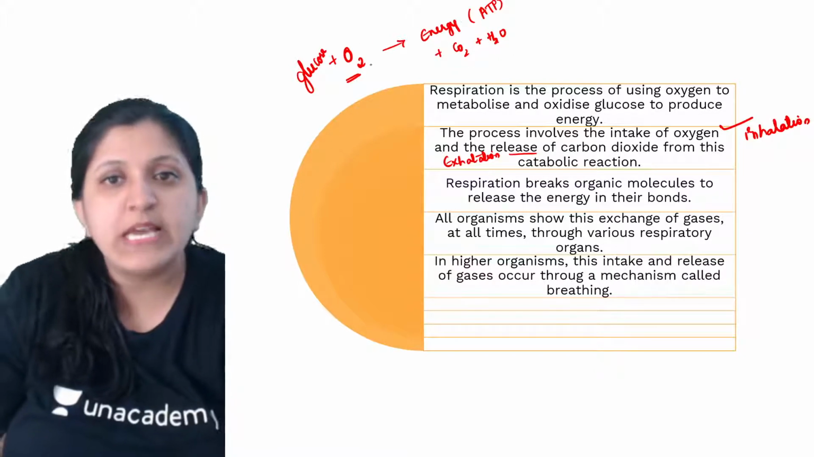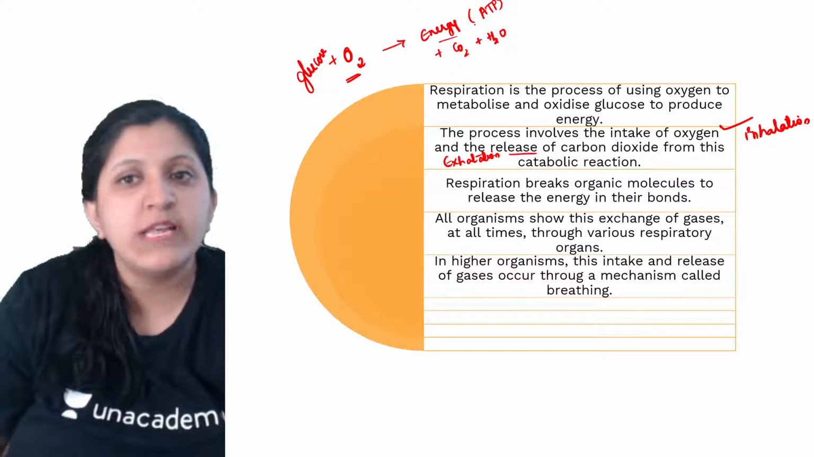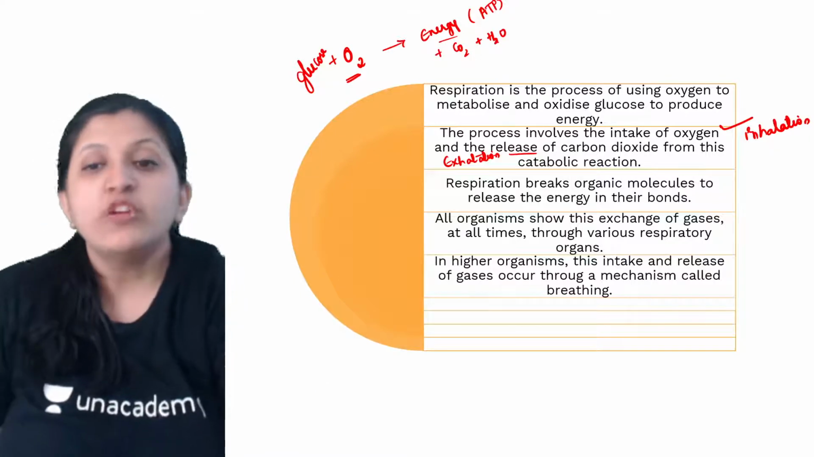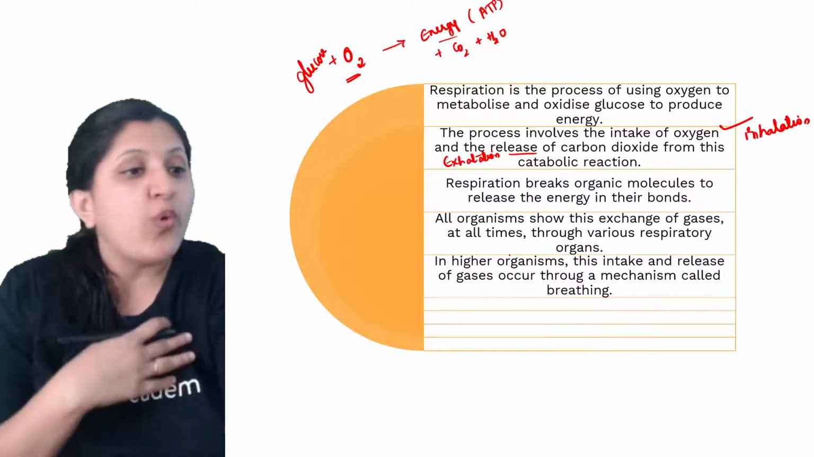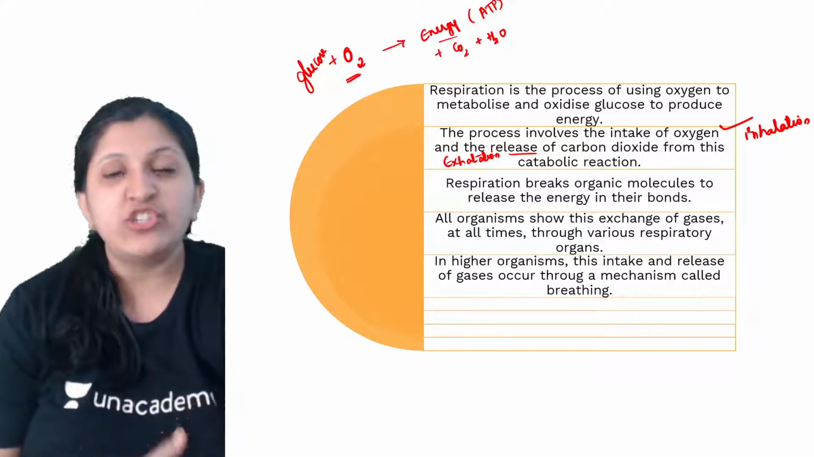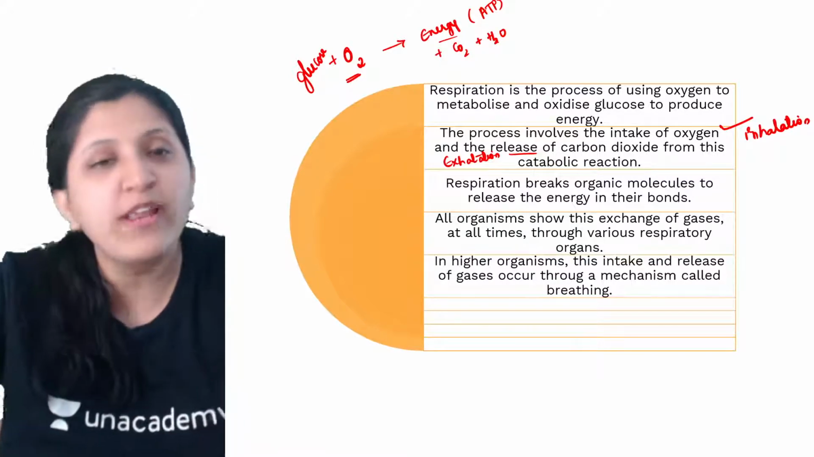So respiration breaks organic molecules to release the energy in their bonds. This is basically the oxidation of glucose releasing the energy, ATP. So all organisms show this exchange of gases. Everybody is getting energy, right? So how do you think that they are all getting energy?